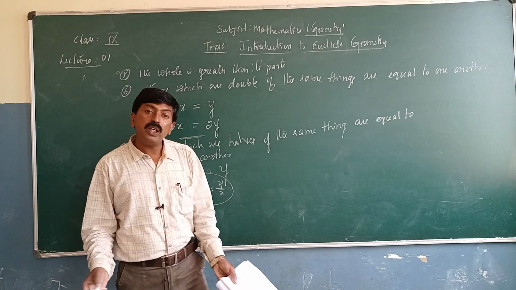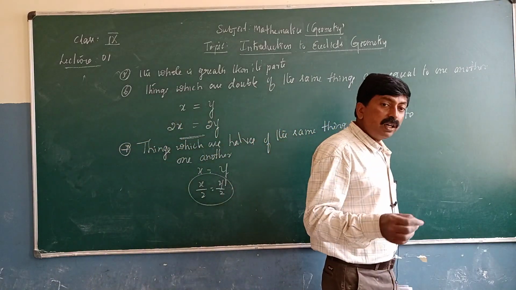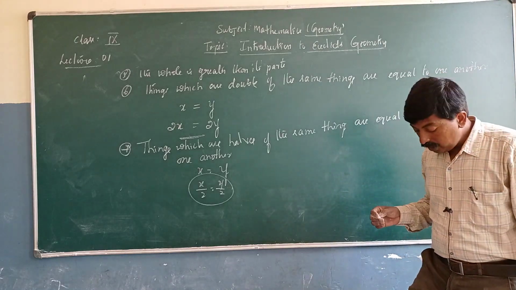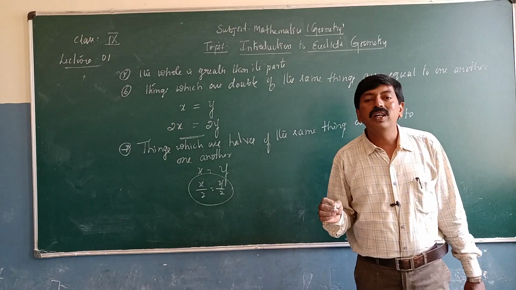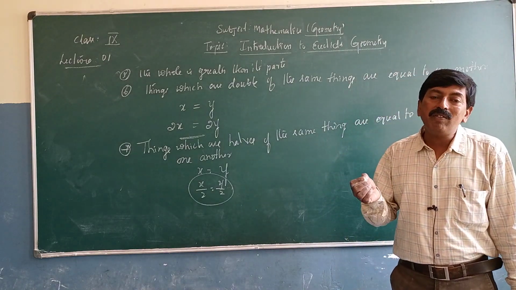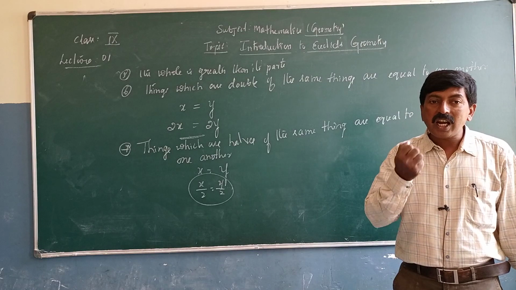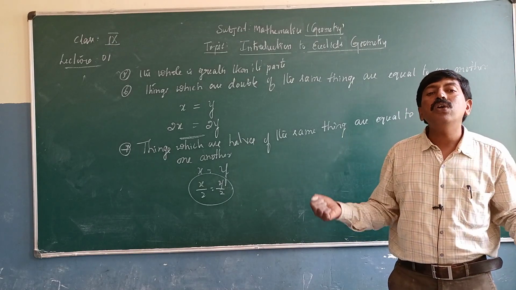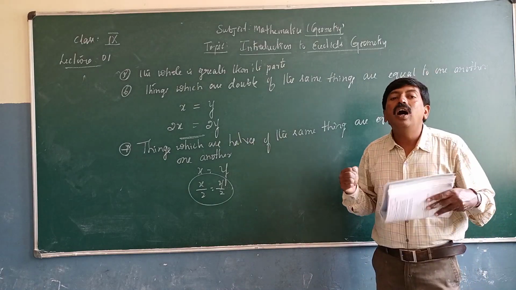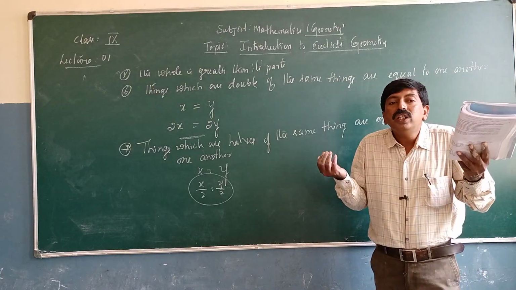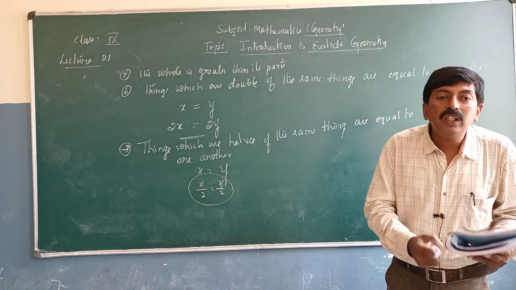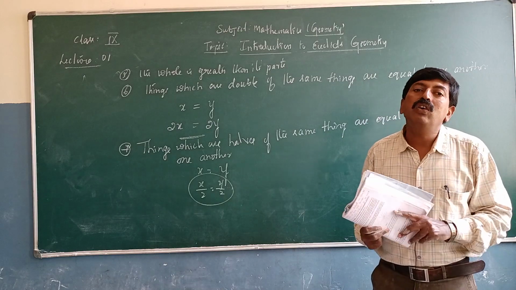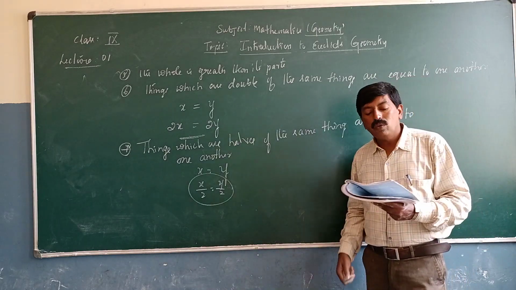And the third one: if equals are subtracted from the whole, the remainders are also equal. Very interesting. The same quantity you extract from the equal things, the remaining quantity is also equal. So two things are equal, and equal things you take from the equal things, the remainders are also equal.